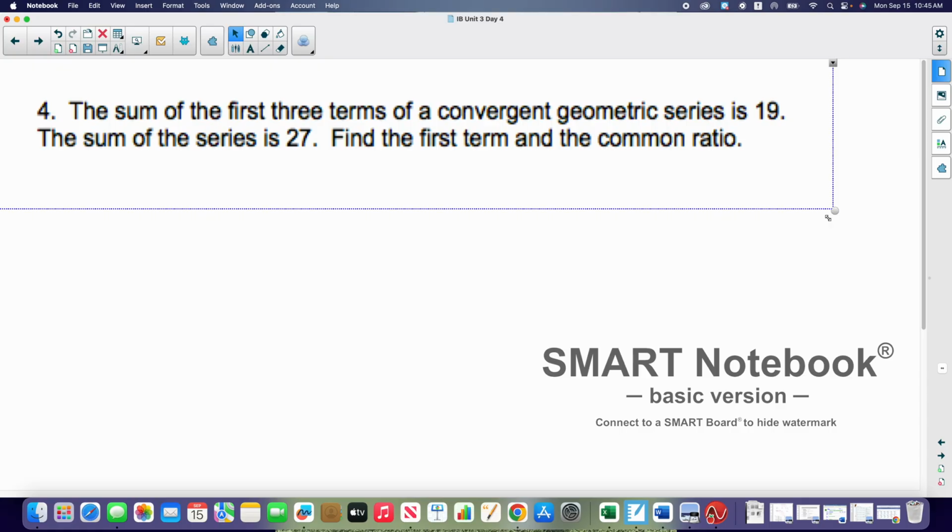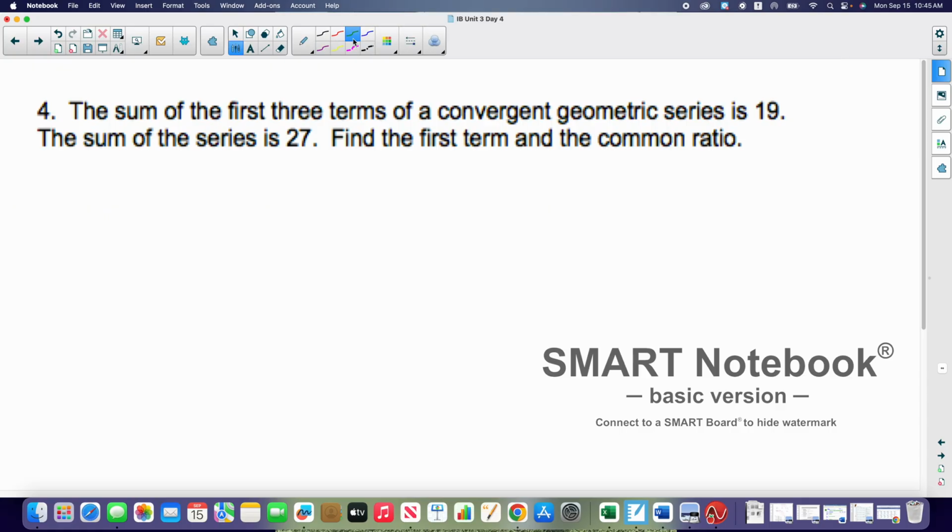What are we looking for? First term, common ratio, so there are 2 variables, correct? There are 2 things I'm looking for. What's another key word that's going to be helpful for setting this up? The convergent geometric. Another way of saying that is the infinite sum. Convergent geometric is infinite sum. So I'm using this formula right here. When it says convergent sum or geometric infinite sum, I'm talking about that one.